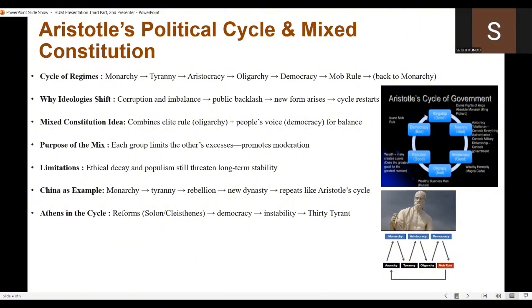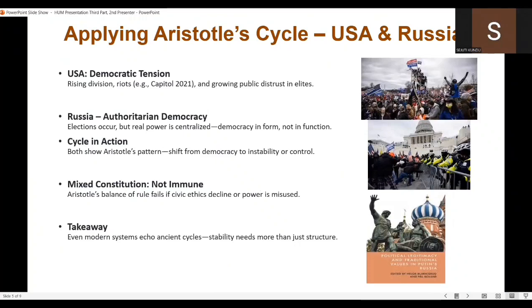Now, let's take the theory into practice, moving to applying Aristotle's cycle in the USA and Russia. Today's world reflects Aristotle's cycle. In the USA, we see democratic strain, polarization, and mistrust, and the 2021 Capitol riots reveal cracks in institutional trust. Russia, on the other hand, represents electoral authoritarianism: democracy in appearance, but centralized in practice under Putin.